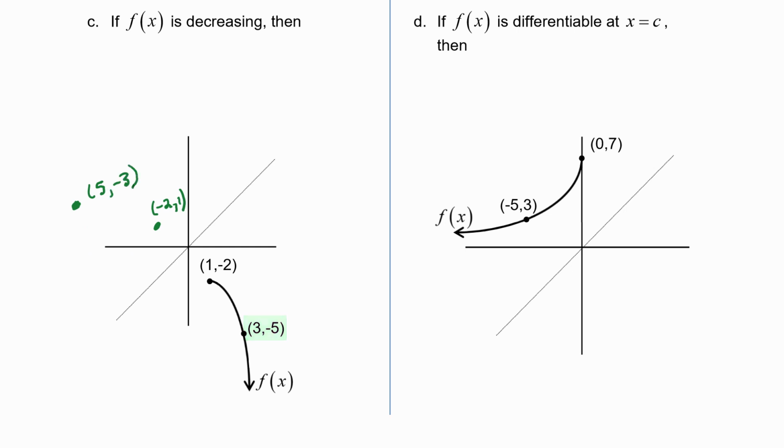Then we have to draw our curve so that if we folded this curve over the line y equals x, it would line up on it. And it's going to look something like this. And we can see that if f of x is decreasing, as this graph is, then it turns out that f inverse of x will also be decreasing.